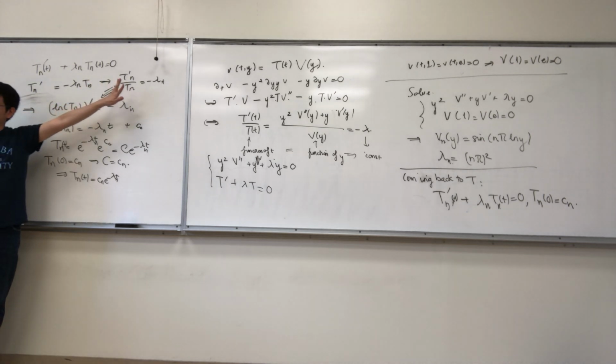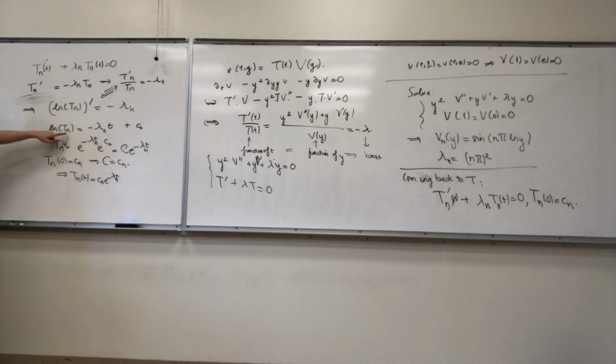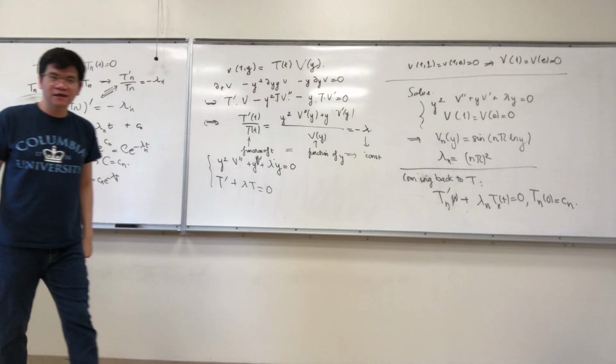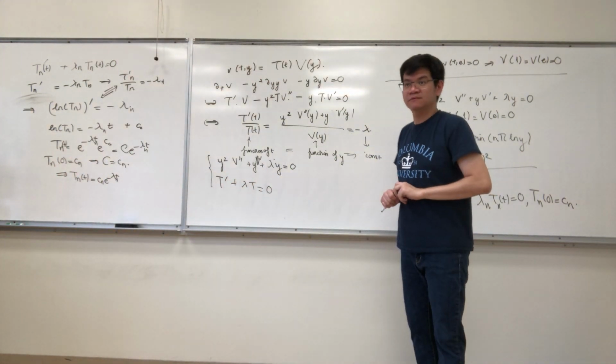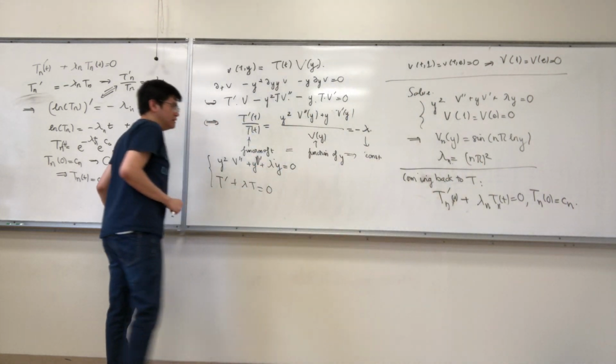So Tn prime over Tn is the derivative of log of Tn. So you have log of Tn is minus lambda n t plus a constant c0. You solve it and you find Tn is Cn e to the power minus lambda n t. Right? Questions? It's clear?